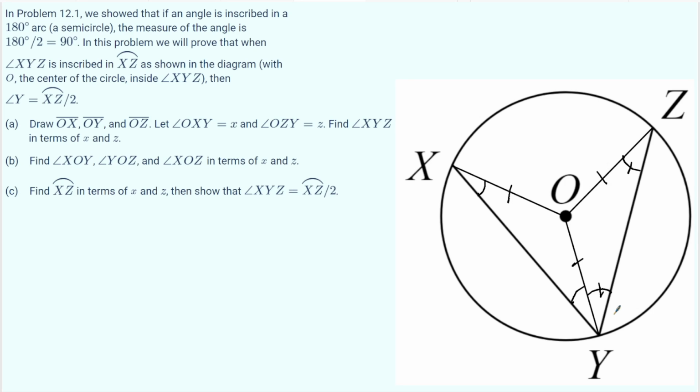So if we let the angle OXY equal lowercase x, then I know that this angle OYX is also that same measure, lowercase x. And if we say that angle OZY is lowercase z, then I know OYZ is also lowercase z. So, all right, now we have something to kind of start us out.